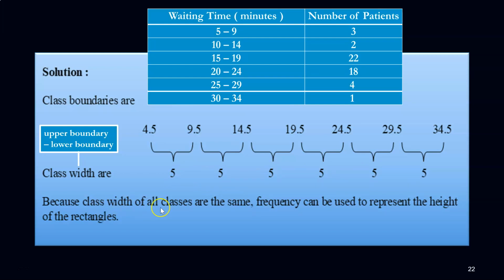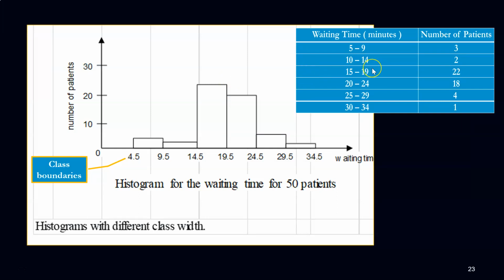Because class width of all classes are the same, frequency can be used to represent the height of the rectangles. Dia kata dekat sini, since kamu punya class width, lebar kelas kamu tu semua sama, so kita boleh guna frequency untuk draw your histogram. So this is your F. Number of patients is actually your frequency. This is going to be your frequency. This is your class limit. So from here, you can draw your histogram.